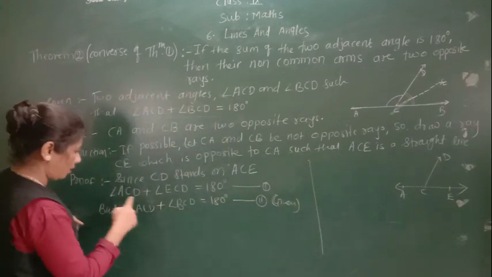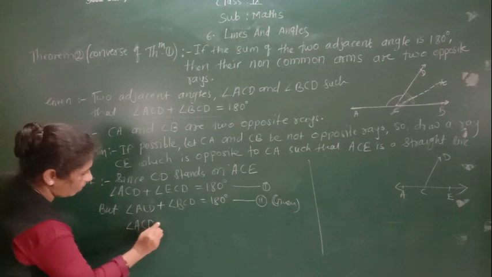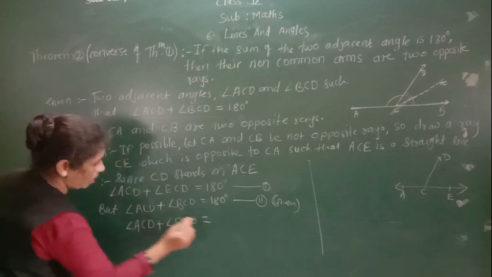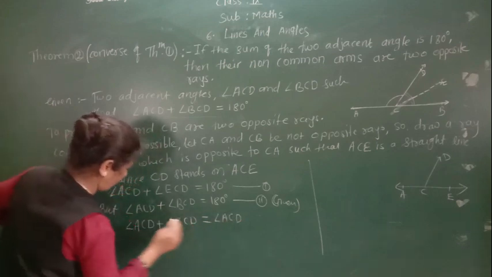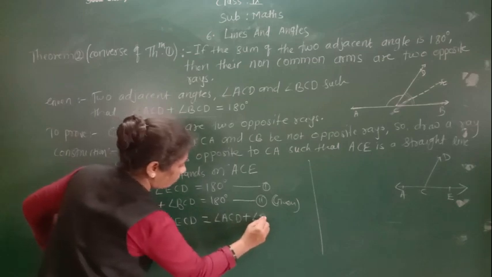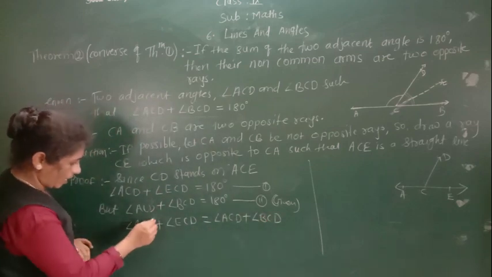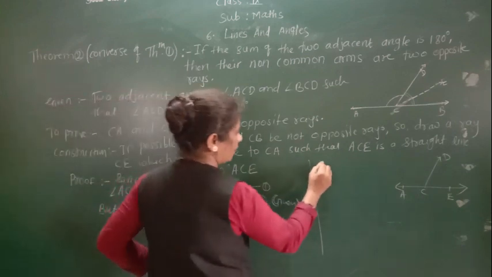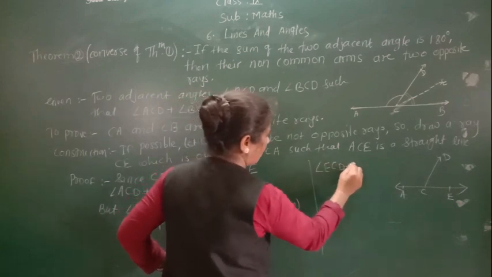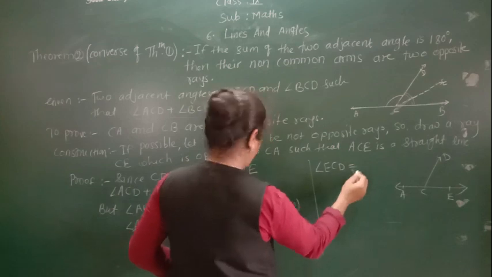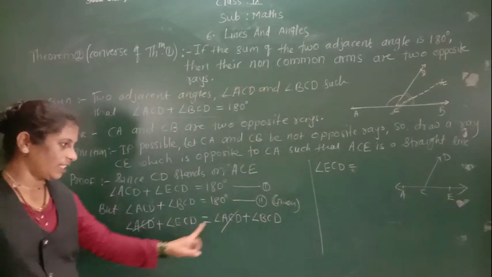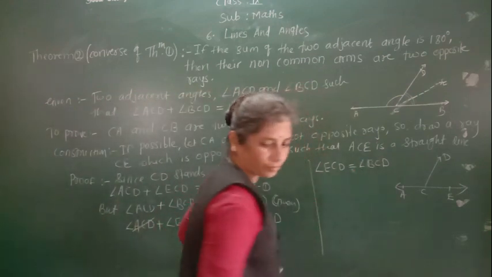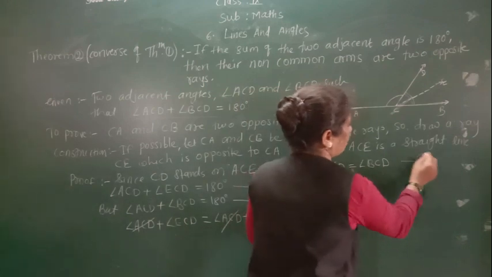So here angle ACD plus angle ECD equals angle ACD plus angle BCD. This ACD will get cancelled, so you will get angle ECD equals angle BCD. Now this is your third statement, which you got from the first and second statements.